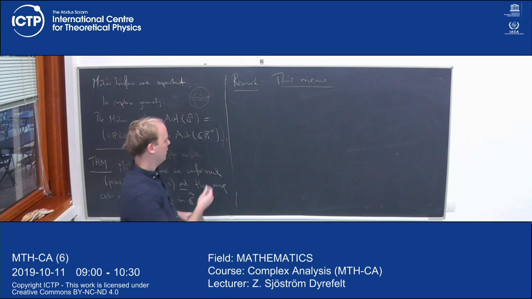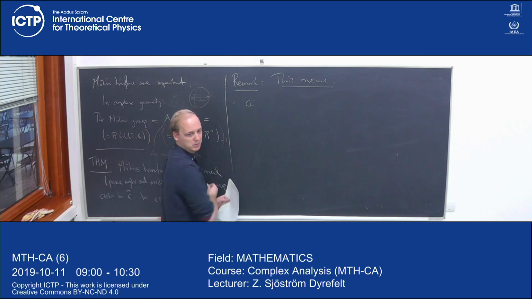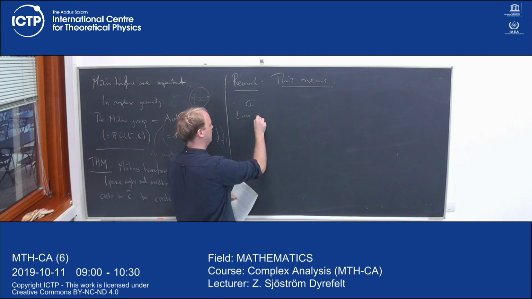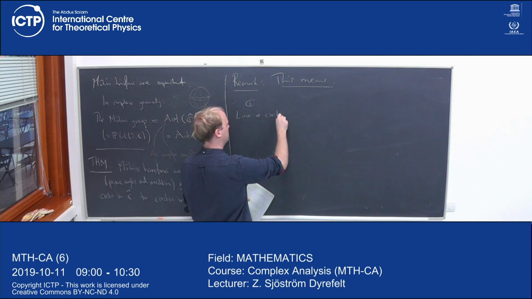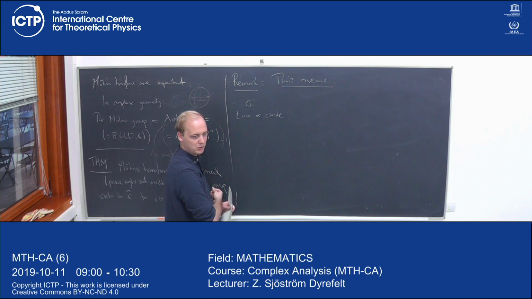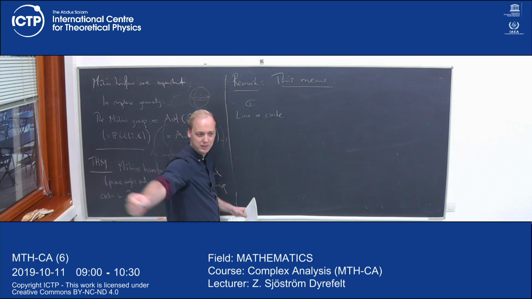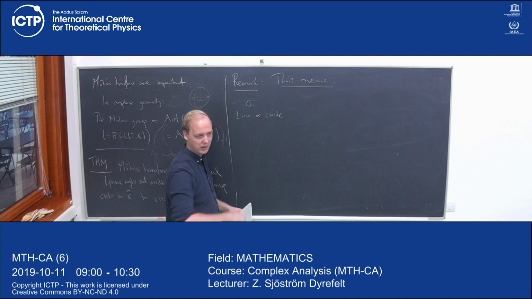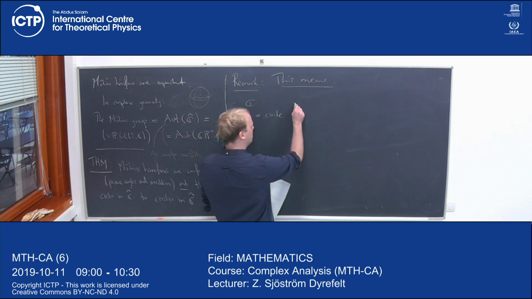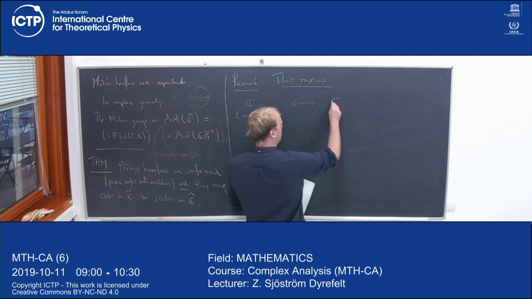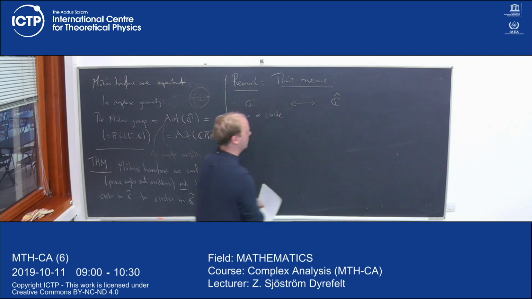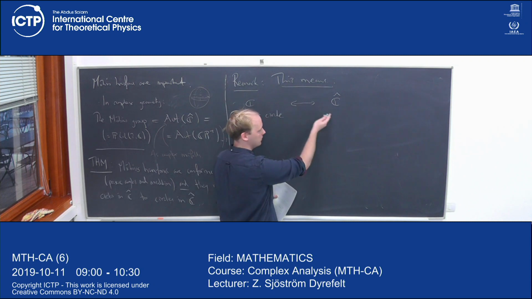Now you place yourselves first in C, okay? And you take a line or a circle. And of course by line I mean an infinite line, okay? Or you take any circle of any radius. So then this corresponds, okay, so we have this stereographic projection to C hat.